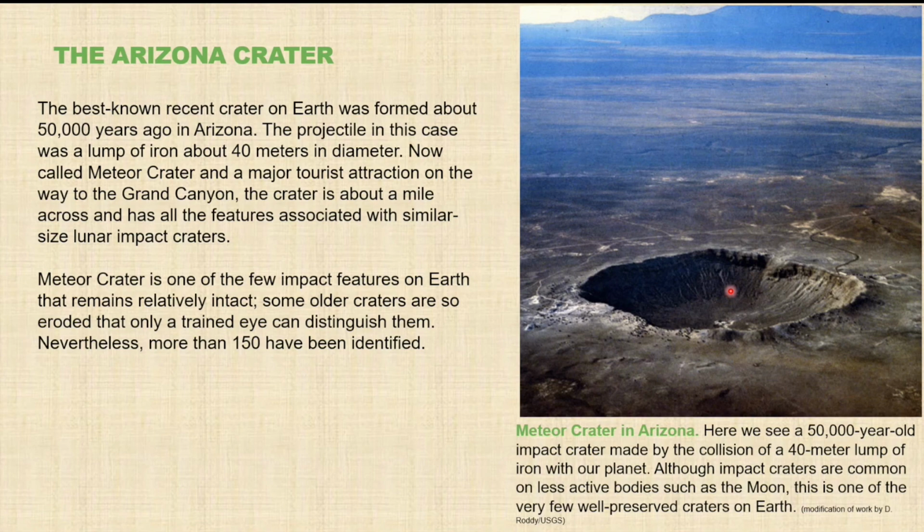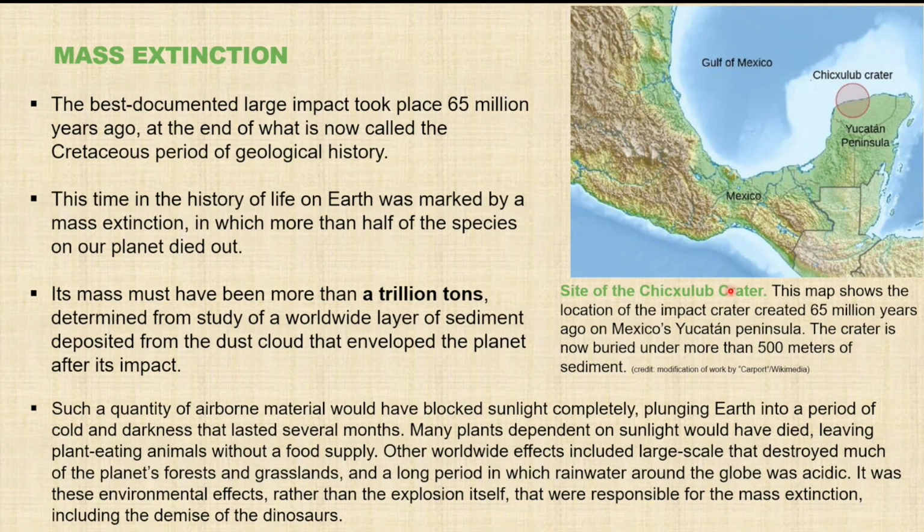If that thing had not broken apart in the atmosphere and came in one piece to the Earth's surface, that would be the equivalent of 10 nuclear bombs. That would wipe out the city. And that has happened in the past. We call this the mass extinction. That happened 65 million years ago.